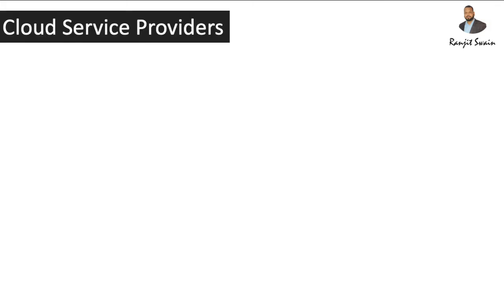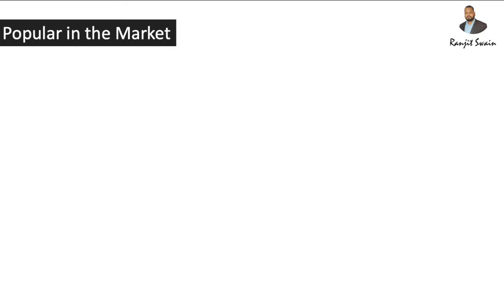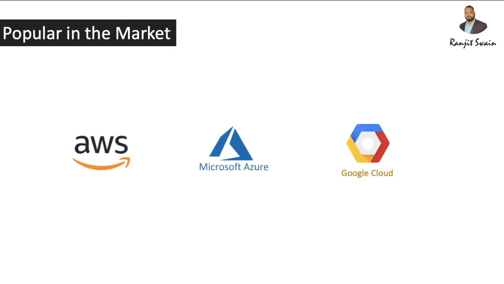So let's see what are the cloud providers in the market. In the current market, there are many cloud service providers. You can see here AWS, Microsoft Azure, GCP, that is Google Cloud Platform, DigitalOcean, Linode, IBM, and Oracle. There are many more cloud service providers who claim to provide good services in the market. But there are top three service providers that are popular in the market. Those are AWS, Amazon Web Services, Microsoft Azure, and Google Cloud, which is GCP, Google Cloud Platform.